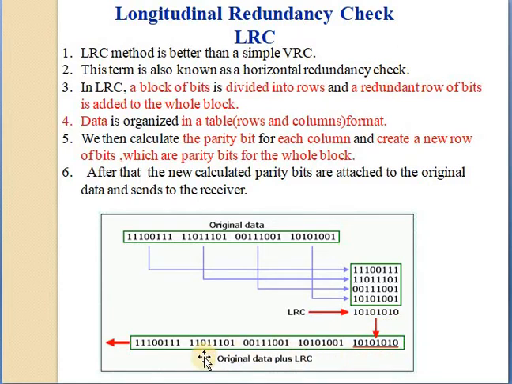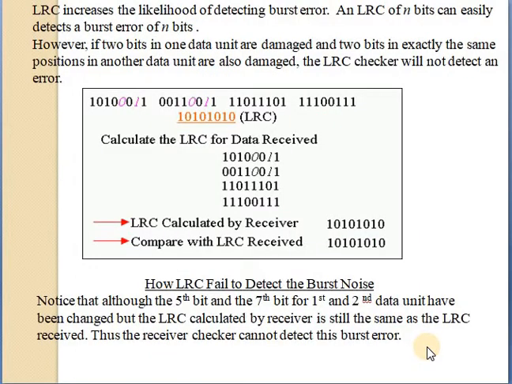This original data plus LRC is sent by the sender to the receiver. Next point is that in VRC only a single bit error can be detected. Multiple bit errors cannot be detected by the VRC, meaning vertical redundancy check.